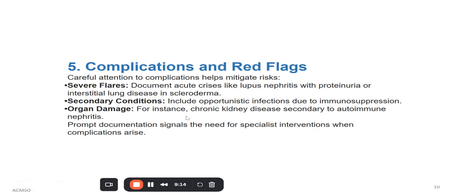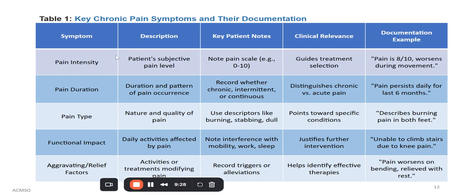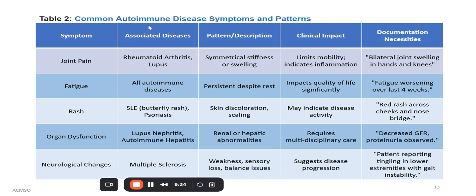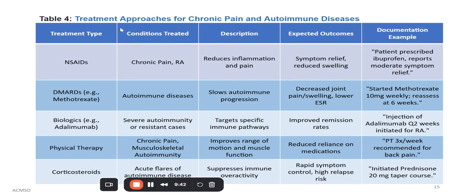Next, we have summary tables. Here we have a table on key chronic pain symptoms and their documentation, a table on common autoimmune disease symptoms and patterns, a table on diagnostic tools and their significance, a table on treatment approaches for chronic pain and autoimmune diseases, a table on key red flags for chronic pain and autoimmune disease documentation. And next, we will revise what we have covered through this lecture via some MCQs, or multiple choice questions.